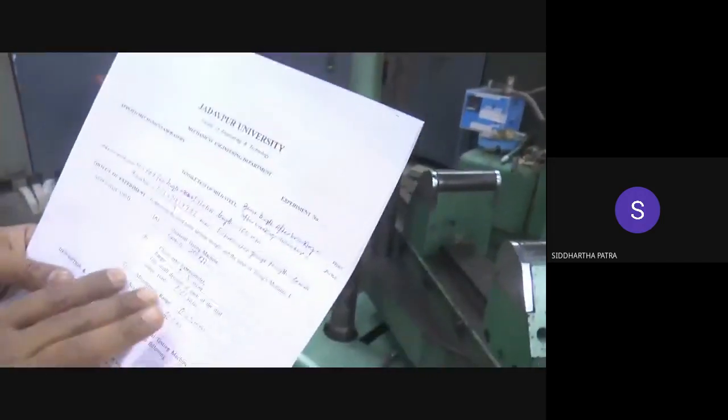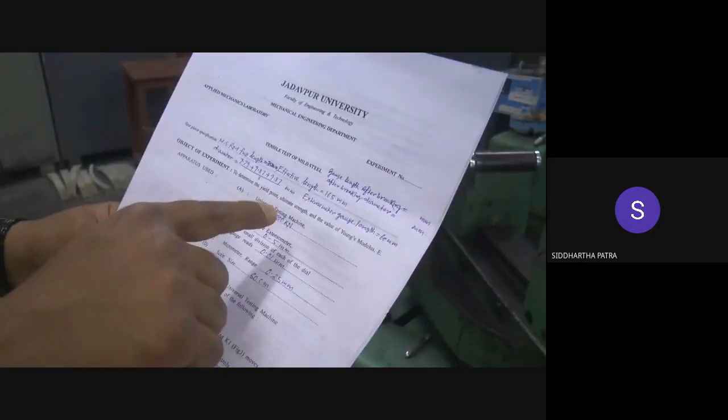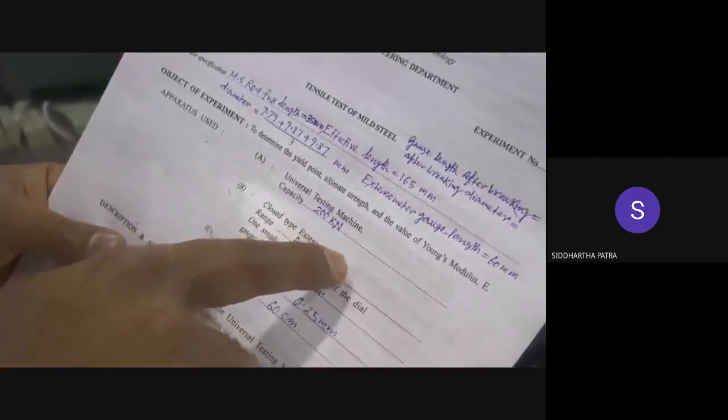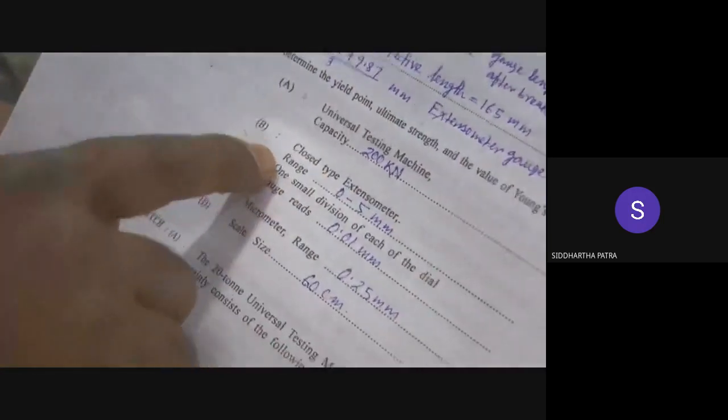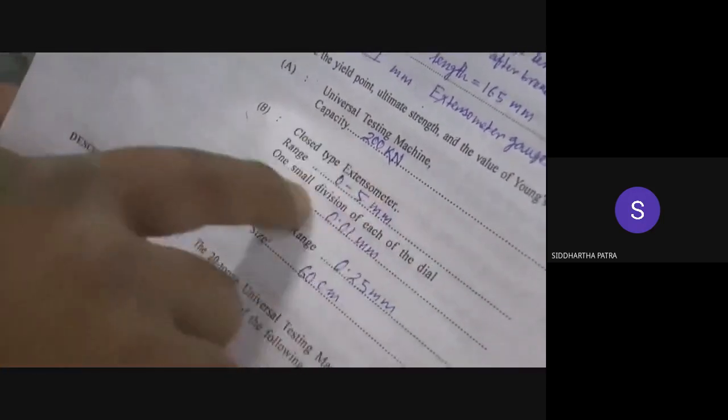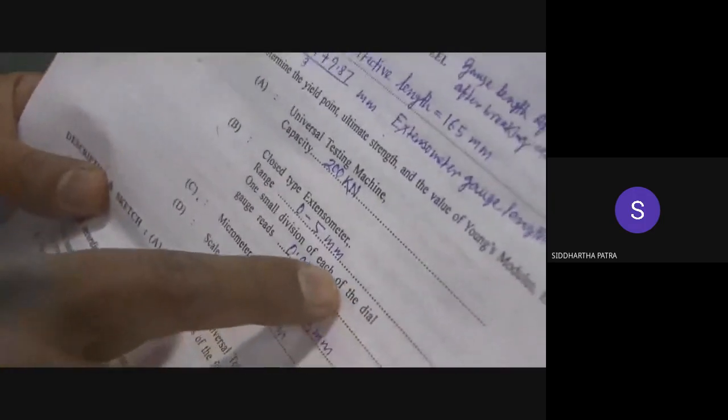Now there are some specifications with regard to the machine that we are working on, which is a universal testing machine, maximum capacity of 200 kilonewton, which we just showed you, and then these are the specification of the extensometer. So the range of working of the extensometer is 0 to 5 millimeter. Okay, so once the deformation goes beyond 5 millimeter or tends to go beyond that value, you cannot use this extensometer, and the least count is 0.01 millimeter.